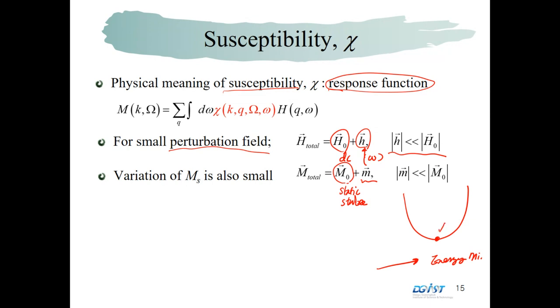Then if you give some external stimulation, it can be excited. The direction can be changed a little bit. And this vector can be described by the sum of these two vectors. So this is the M0, and this is the small m.